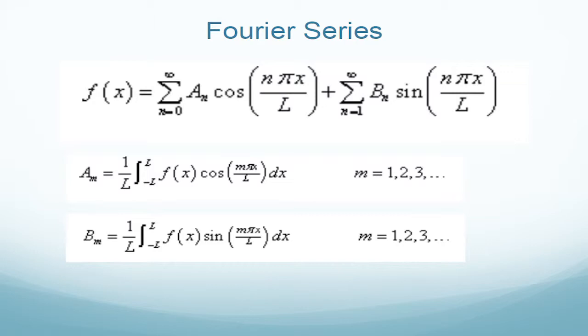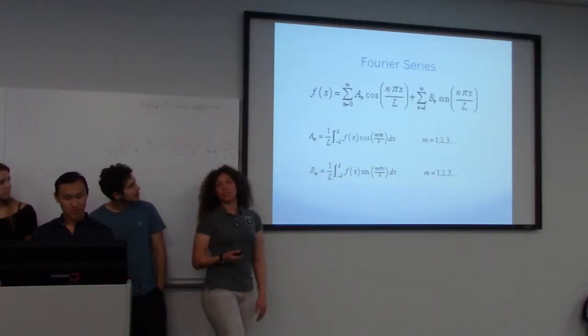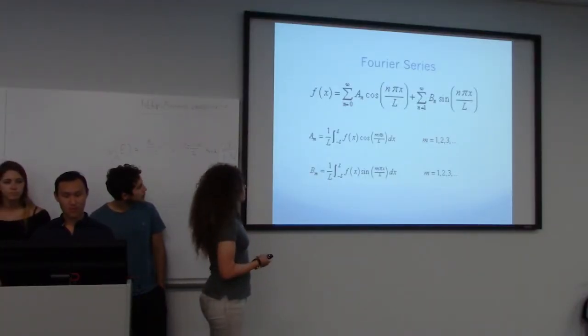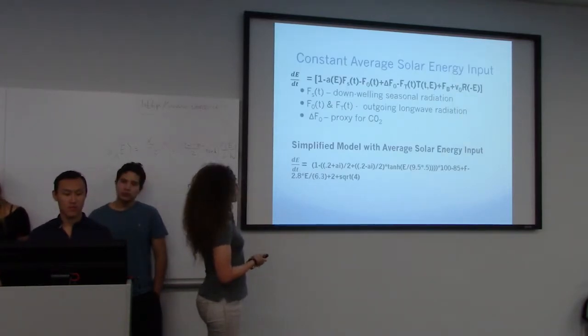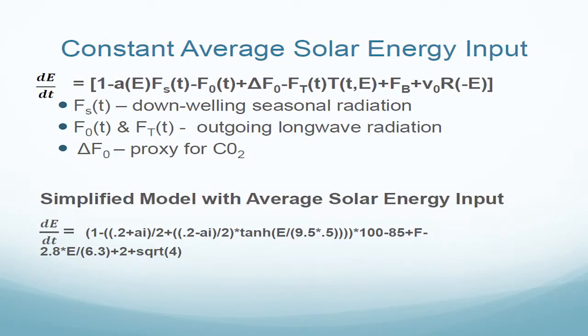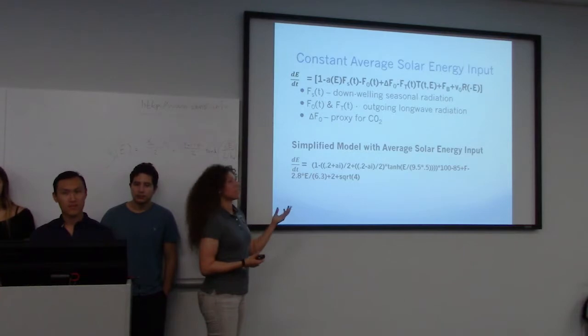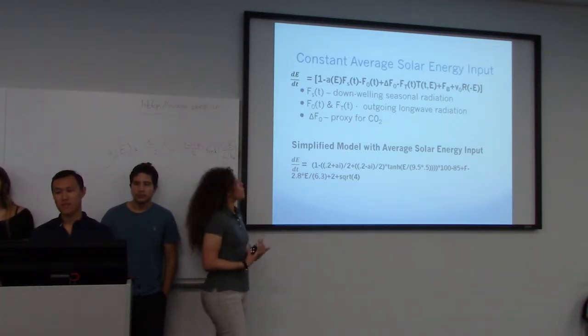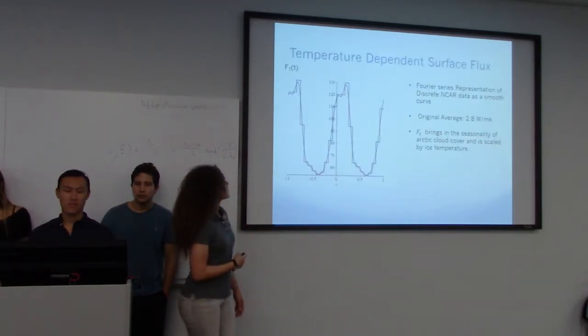and A of n and B of n are the coefficients in the Fourier series. And what we did was we used the Fourier series to plug in for the energy coming from space, out of space, and within the Earth to get a more accurate graph in XPP. And you see here.